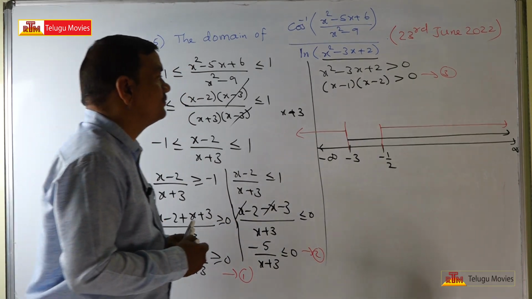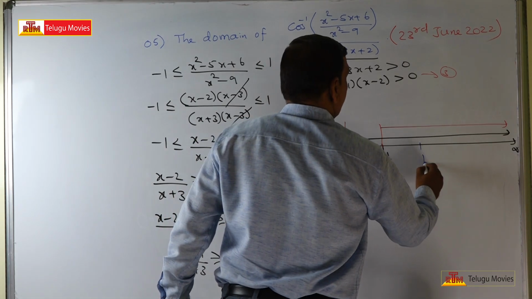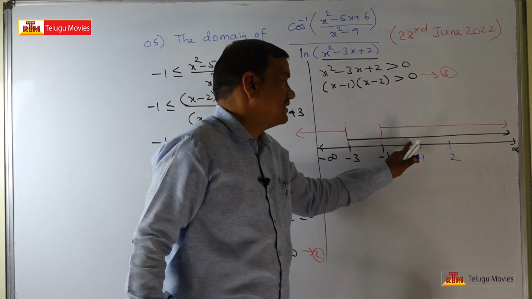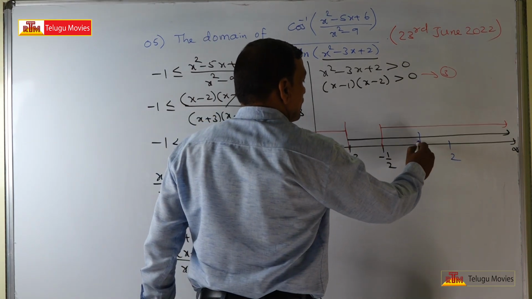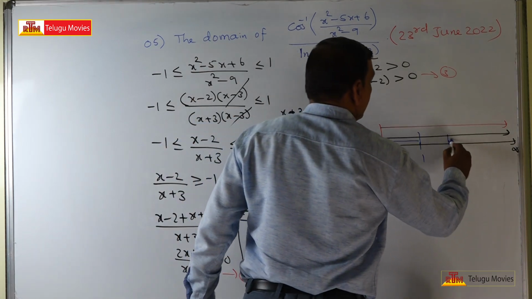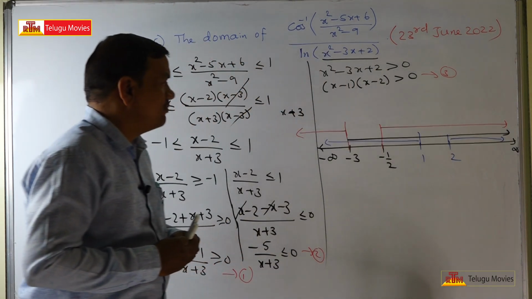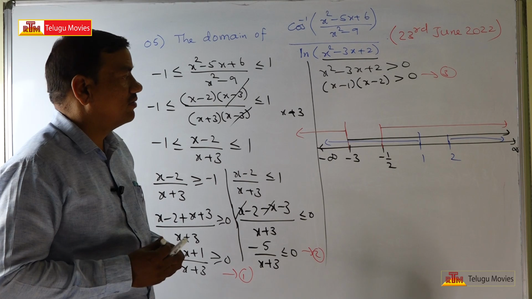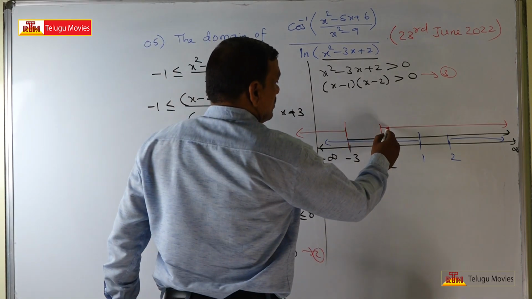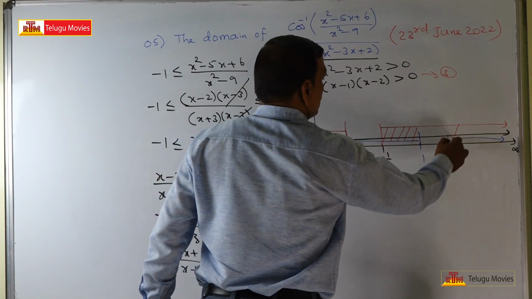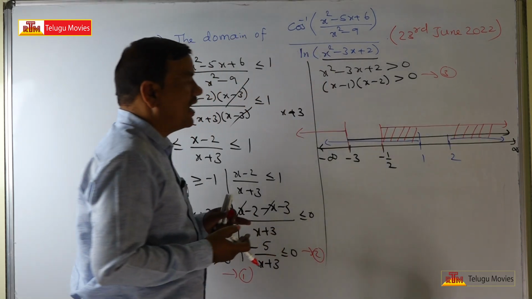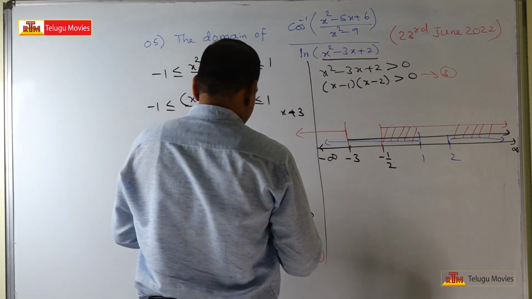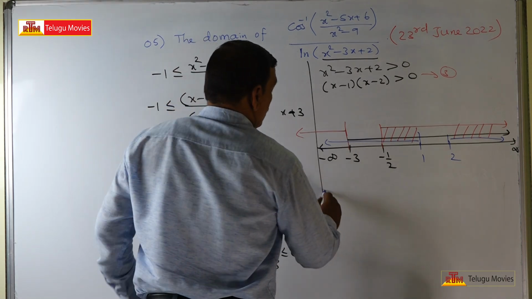Now coming to the third one. So this is equal to 1 and equal to 2. You know the sign scheme: plus, minus, plus. That means it's the left side and here the right side. So if you observe, what will be the common portion? This will be the common portion. Here also, this is the common portion, where the red, black and blue lines are mixing.